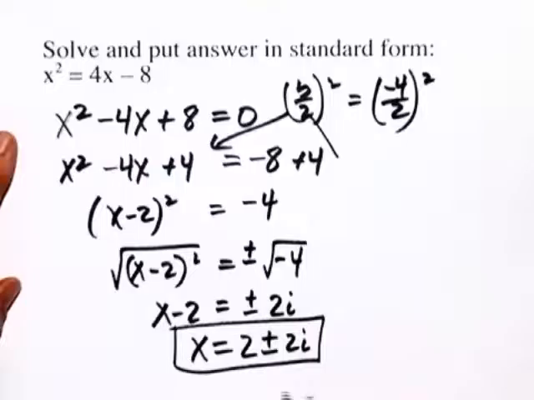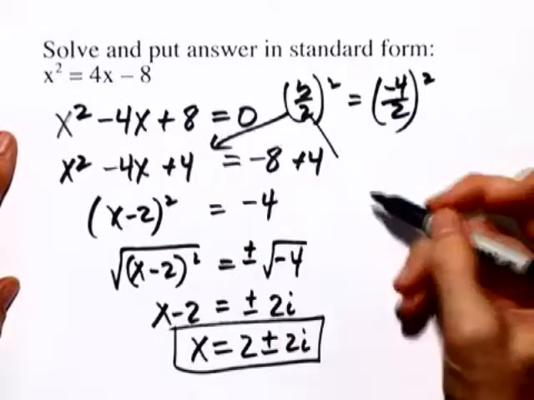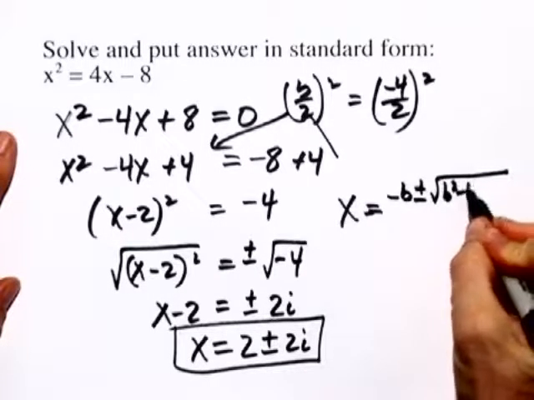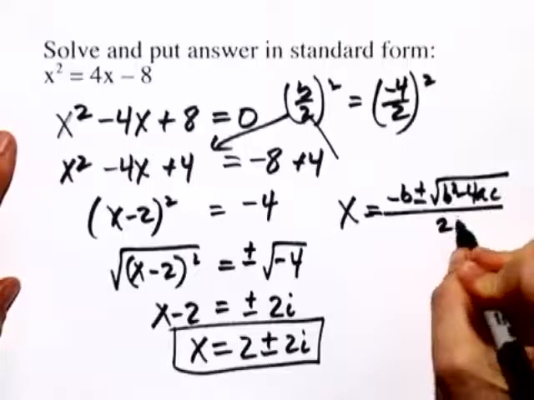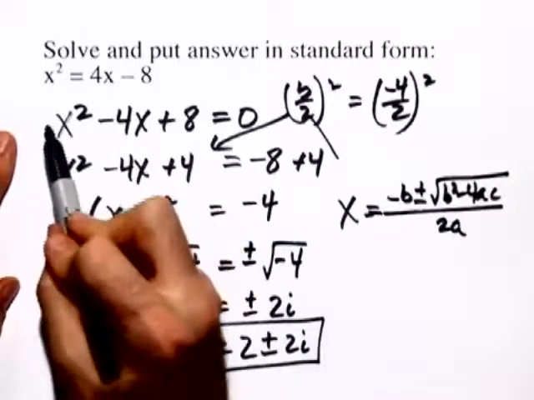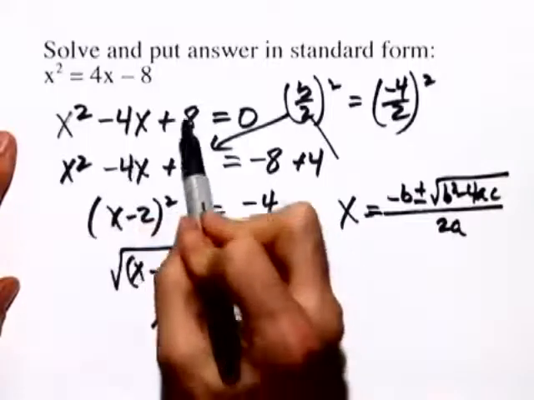Now again, if you don't like completing the square, you can always use the quadratic formula. You just need to memorize the formula. The formula to solve for x can be memorized by learning the following song. X equals negative b plus or minus the square root of b squared minus 4ac, all over 2a. So check it this way and see if you get the same. Remember, a will be 1, b will be negative 4, and c will be 8.